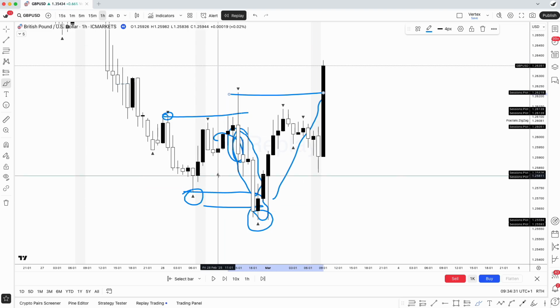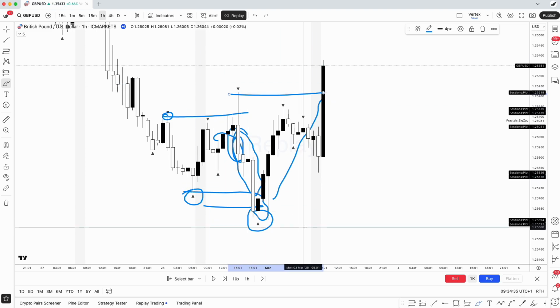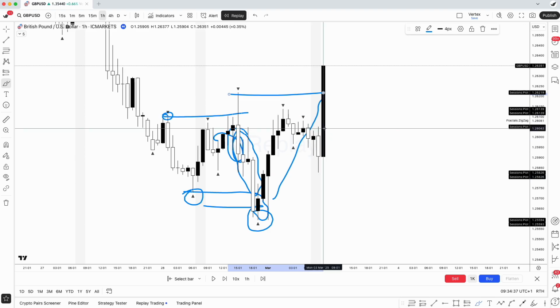And this is actually, I didn't see this prior to recording, a perfect example of how these fractal sweeps and liquidity sweeps work. It's essentially liquidity sweeps, but we're just using fractals because it doesn't make you guess where your highs and lows are.